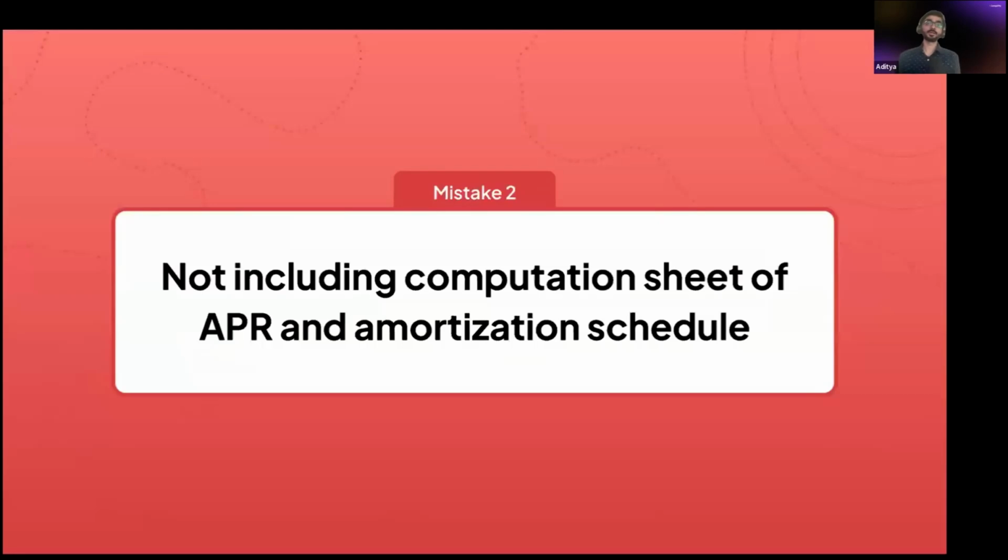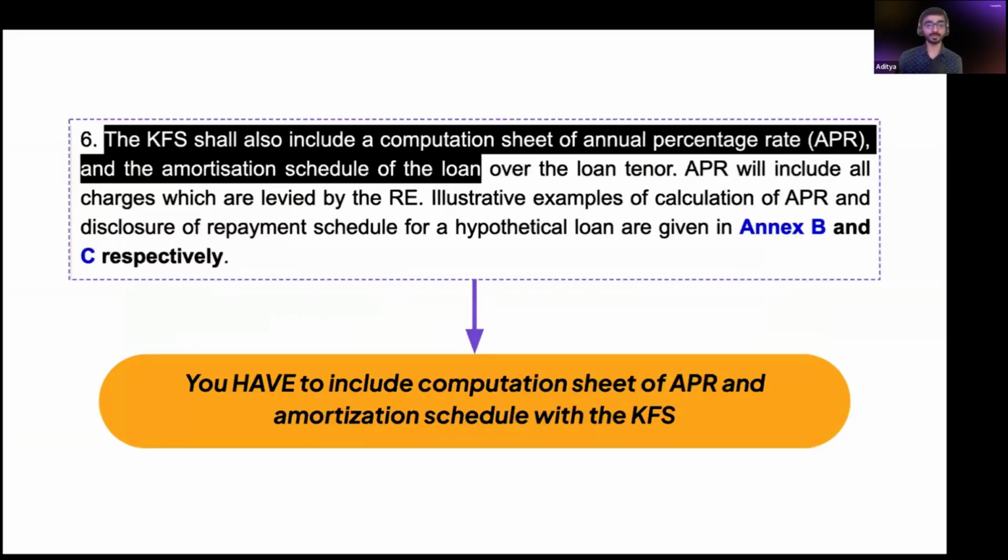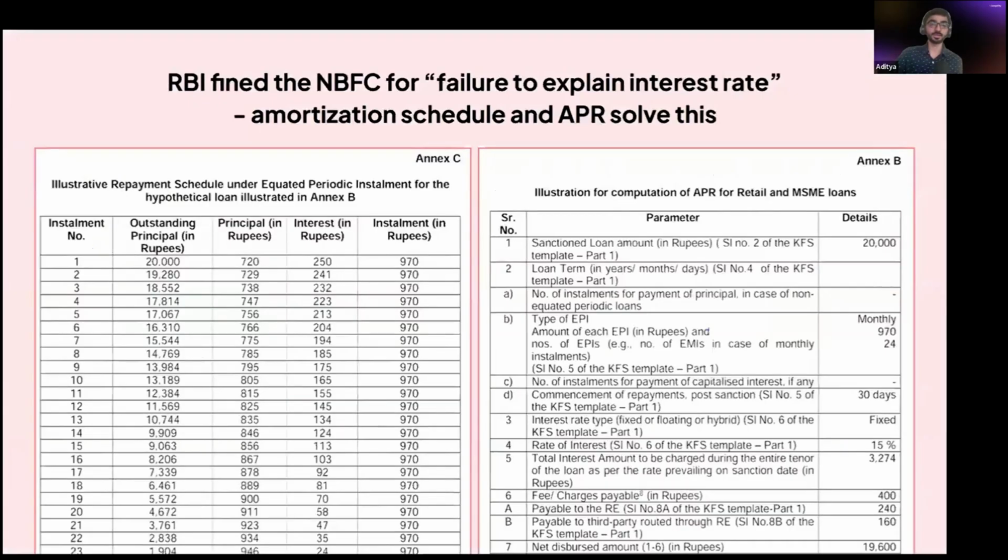Mistake number two, not including a computation sheet of APR and amortization schedule. If you look at clause 6 of the KFS rules, they are quite clear. The KFS must include a computation sheet of APR and the amortization schedule of the loan. And RBI has in fact given illustrative templates, not mandatory templates, but illustrative templates in Annexure B and C of the guidelines.